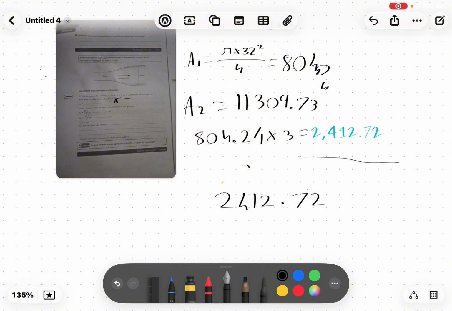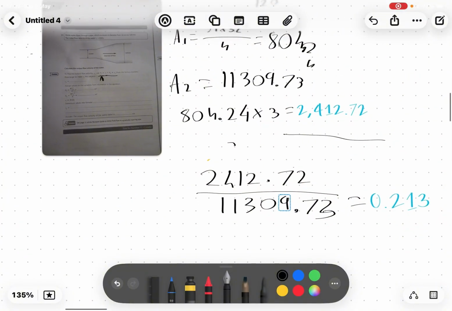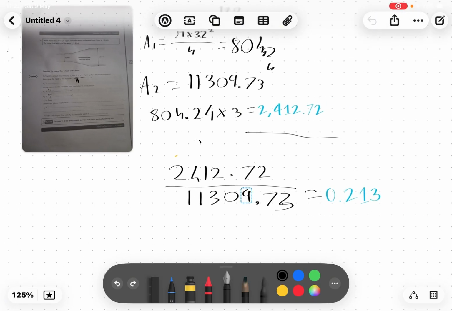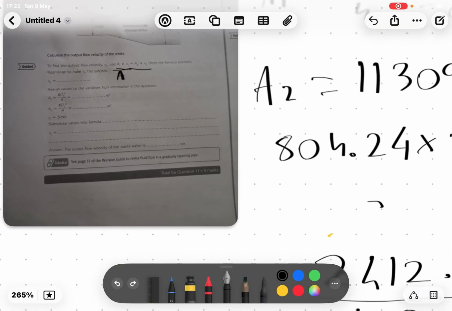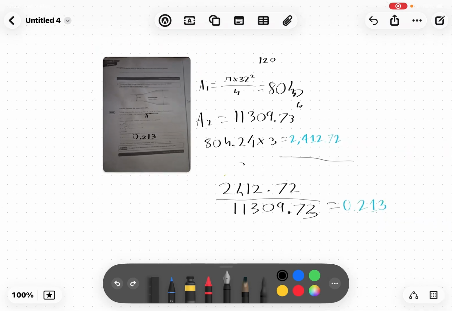2412.72 divided by 11309.73. Yeah, let's just do this. The answer should be similar. Oh, it's actually the same. I guess these points don't matter as much. I guess it just gives the significant numbers, and these significant numbers are right. So this is the V2, what we just got there. 0.213. And that is in meters per second, because that's the velocity.